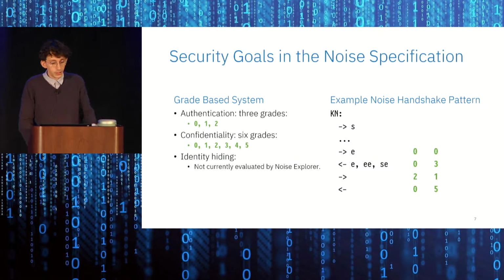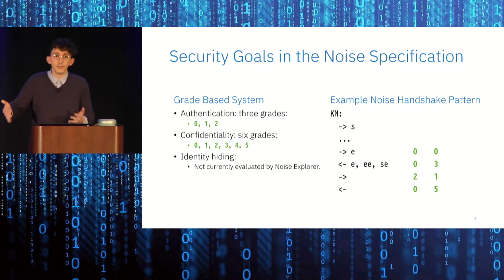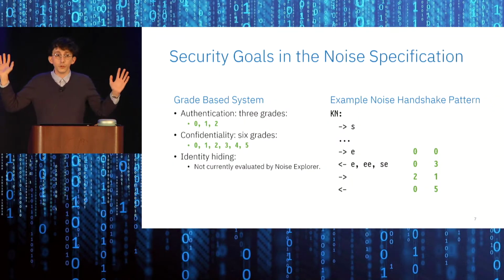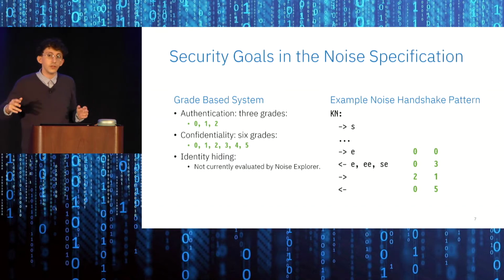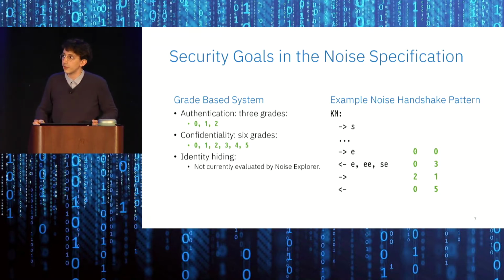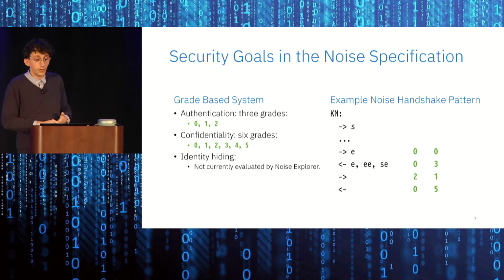And so now, Noise, as I said earlier in my talk, is a protocol framework. In TLS, you have a single protocol. It's called TLS. In Signal, you have a single protocol. It's called the Signal protocol. In Noise, there is no such thing. There's a million protocols. There's an unbounded number of Noise protocols. And so the Noise authors knew this, of course, and they developed a grade-based system for trying to understand the security goals and what exactly each Noise handshake pattern achieves at which potential message in terms of authentication and also in terms of confidentiality. So there's 3 authentication grades.